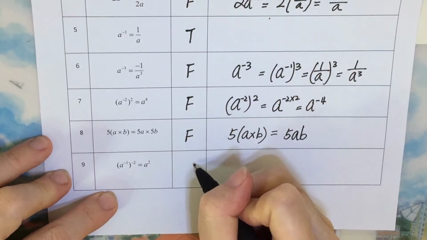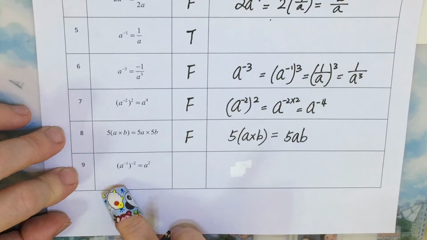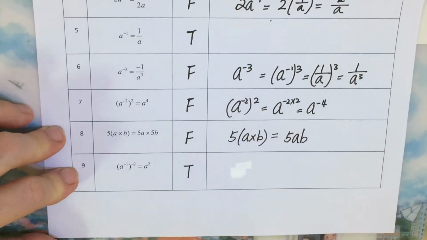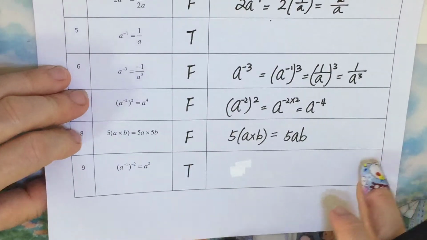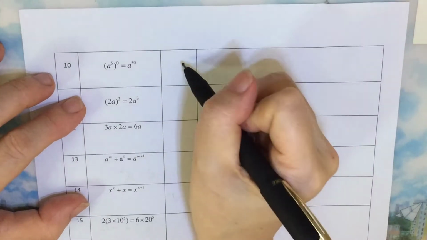Question 9. It's a to the power of negative 1, then raised to the power of negative 2. So it will be a to the power of negative 1 times negative 2, which is a squared. So this is a true statement. If it's a true statement, we don't have to write the correct answer. It's already the correct one.